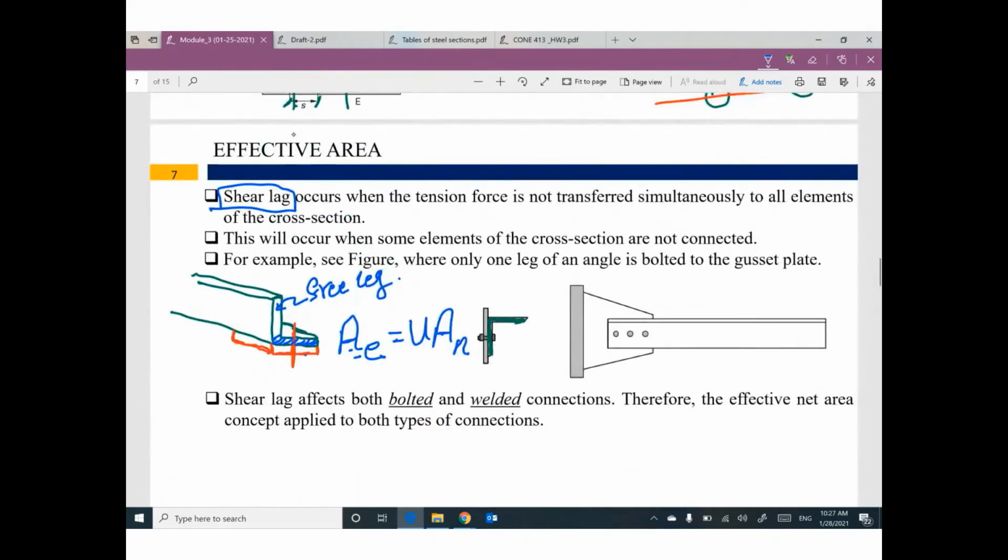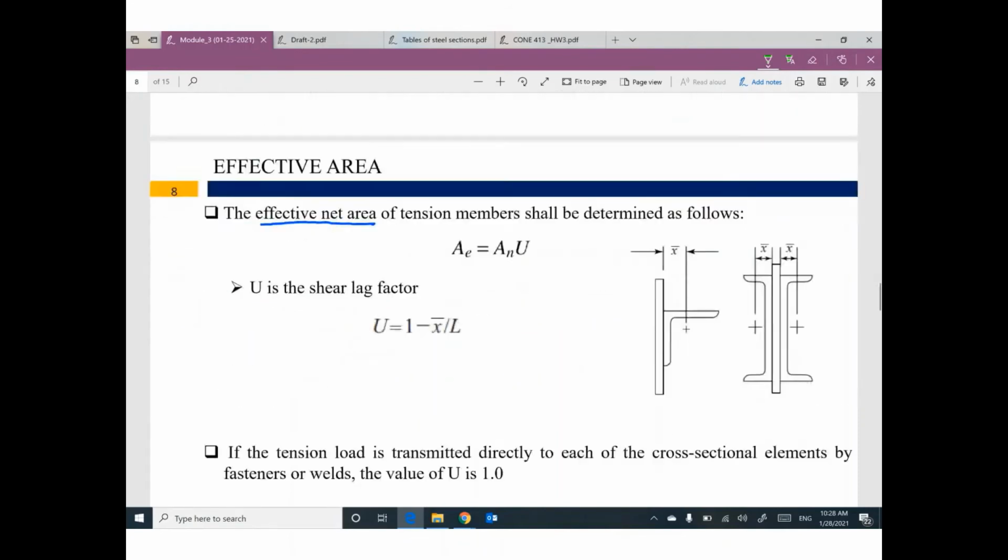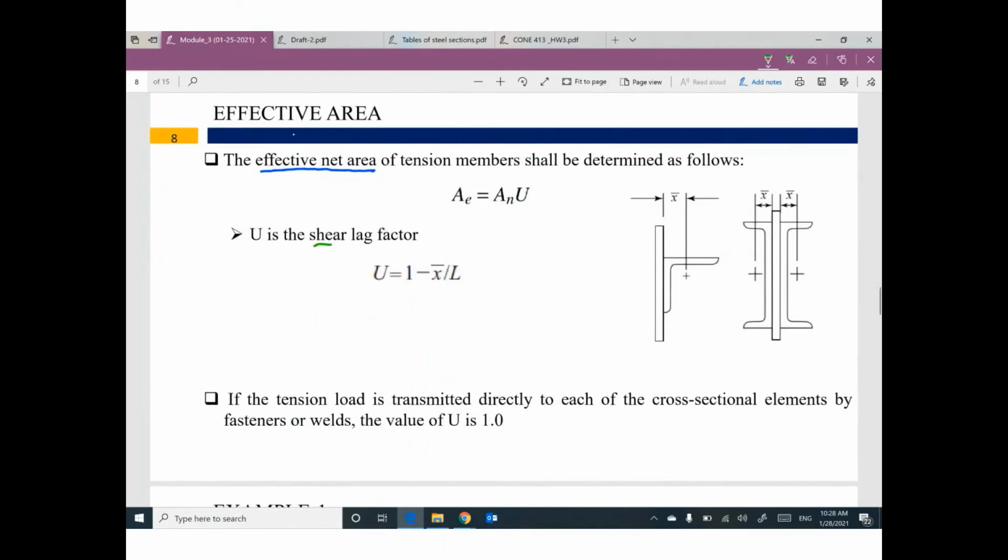One more time. Shear lag occurs when the tension force is not transferred simultaneously to all elements of the cross section. For example, this angle is connected to this gusset plate by this leg only, and the other leg is free, not connected. So we don't expect perfect transmission of force, and we have to consider it by using effective area rather than net area. How can I use this? By using a term called U, which is the shear lag factor. This term U equals 1 minus x bar divided by L. I'm going to explain the meaning of this term later, next week.